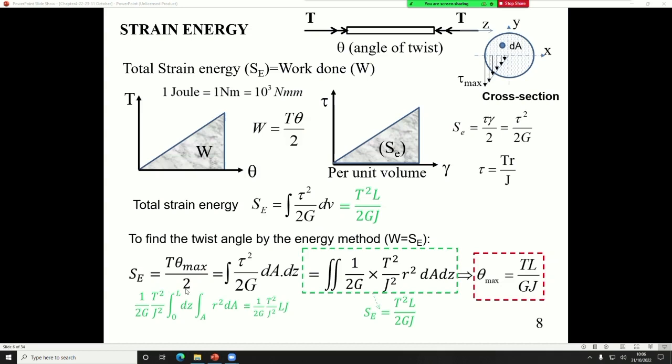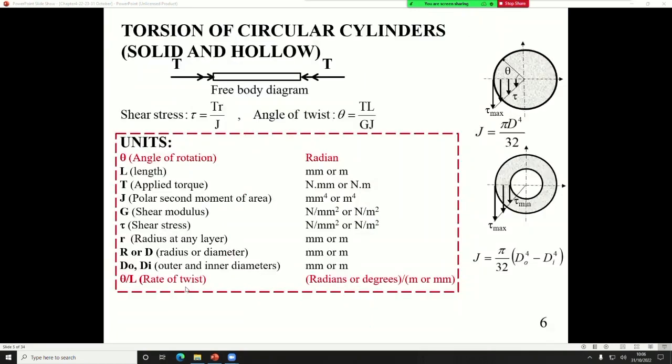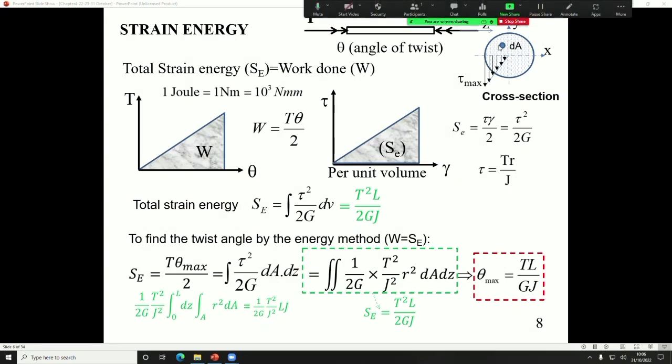The two equations I showed you, we found them on slide number 5 based on equilibrium, equating the external torque and the resisting torque from the material. Now, if you move on to slide number 8, I show you we can find this equation based on the law of conservation of energy. So this diagram shows us the torque angle of twist response. The area under this curve is the work done by the torque, assuming the material has linear elastic behavior. The material is subject to shear stress.